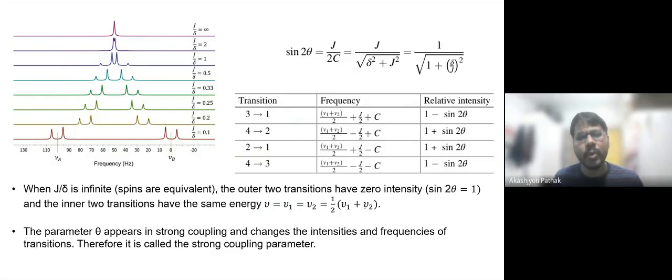What will be the value of this frequency? It will be half of nu1 plus nu2. The parameter theta appears in strong coupling and changes the intensity and frequencies of the transitions. Therefore, it is called the strong coupling parameter.